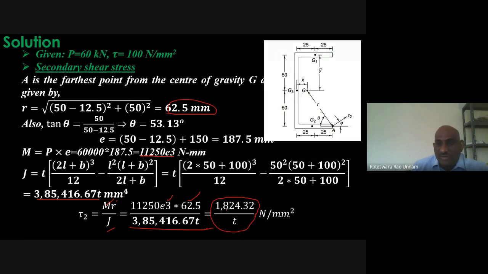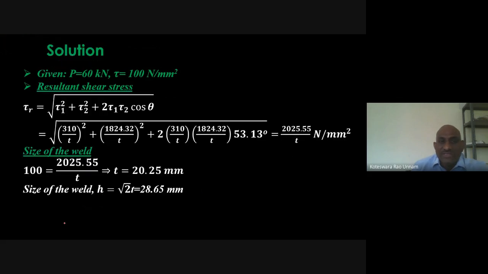So it comes out as 1824.332 divided by T Newton per mm square. Now we calculated tau 1 and tau 2. So then we need to find out the resultant shear stress because of tau 1 and tau 2. For that, the resultant shear stress formula, as already told, is tau 1 square plus tau 2 square plus 2 tau 1 tau 2 cos theta.